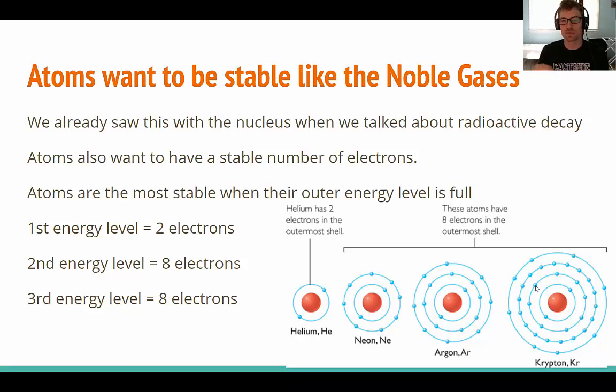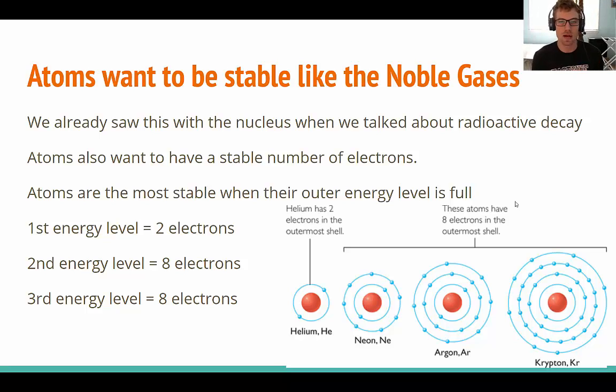We've already seen atoms trying to become stable when we were talking about nuclear radiation. We talked about that there are radioactive elements that are unstable, and in order to become stable, they have to modify their nucleus. They have to change the number of protons and neutrons that are in the nucleus. This is a different kind of stability, but it is very similar, okay? And the way that elements become stable, or atoms become stable, is to have electrons that are similar to the way that the noble gases have their electrons. And what that means is that they need to have their outer energy level be full. Okay, so they want their outer energy level to be full of electrons.